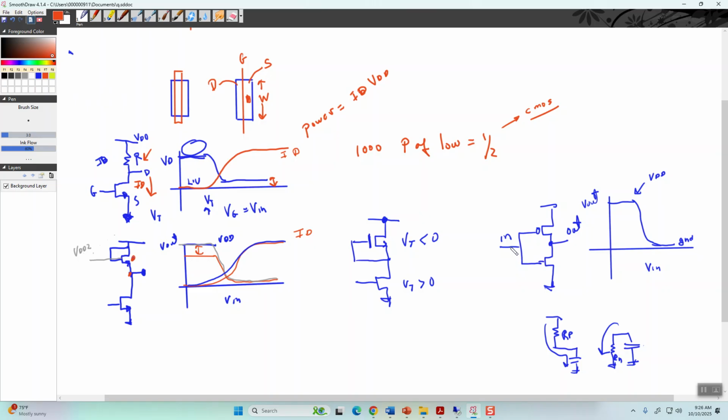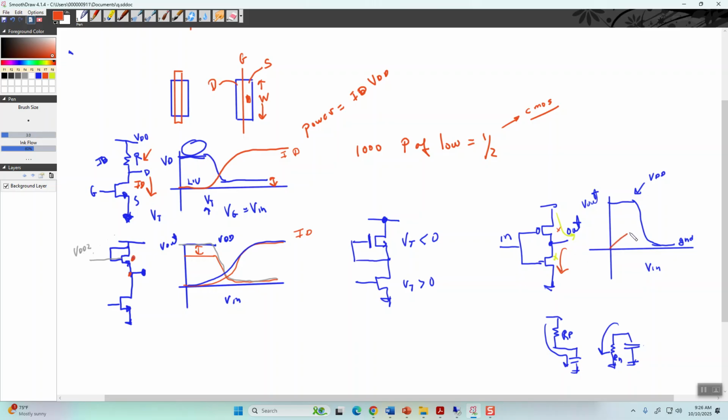All right. So again, if V in is high, the PMOS is off, and all the current flows this way, and you discharge the capacitance. And when V in is low, this turns on, this is off, and you charge up. Okay. And again, there's this moment when they're both on, and that's actually where we burn our power.